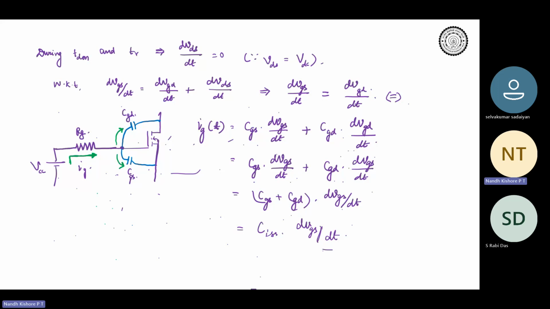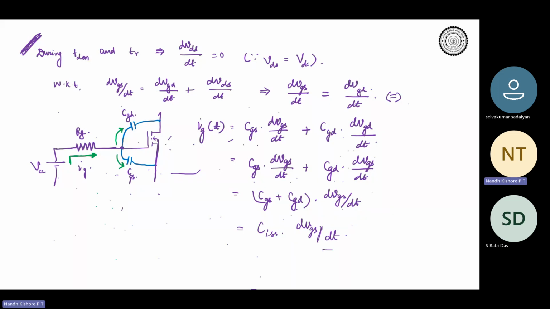Do you understand this? Your gate current gets split into CGD and CGS, and you also know that dVDS by dt is 0 during the turn on delay time and the rise time. That's why your gate current gets split. Since the gate current is getting split and the dV by dt is the same, CGD and CGS are in parallel, and that's your input capacitance. So this is during turn on delay time and rise time. So far we have seen this.